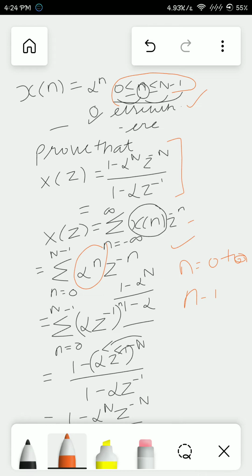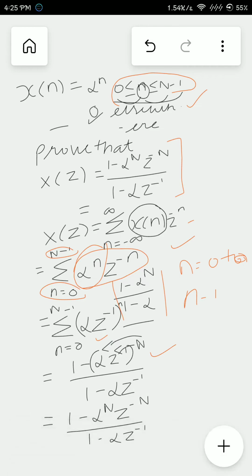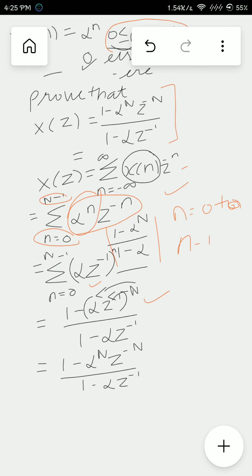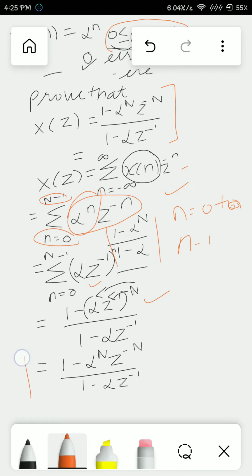So we changed the summation to n is equal to 0 to n minus 1, and we just substituted alpha to the power of n over here. We just removed the n outside and made it a power like this. Then we used this particular formula and multiplied this power of n to both alpha as well as z to the power of minus 1. So we got the resultant like this, and this is what was asked to prove, and we have proved it, right?